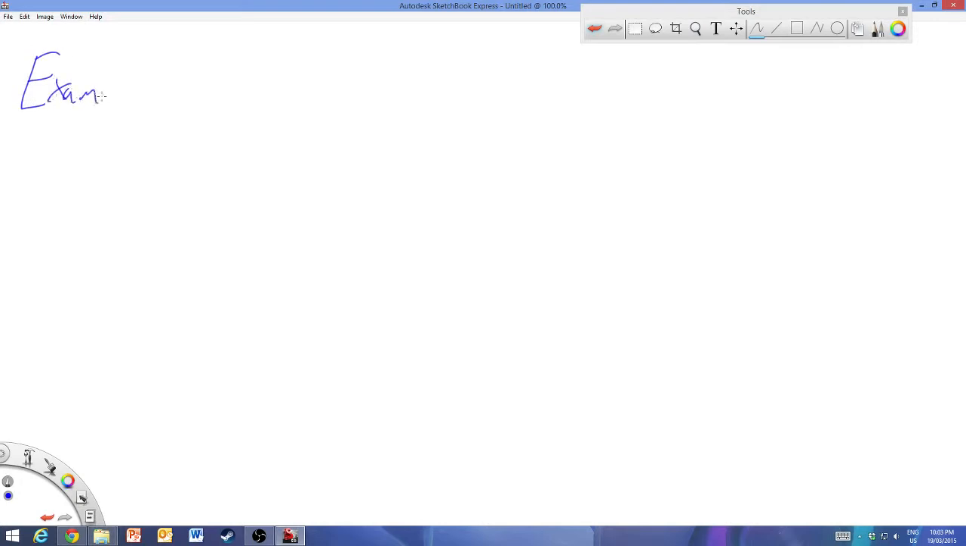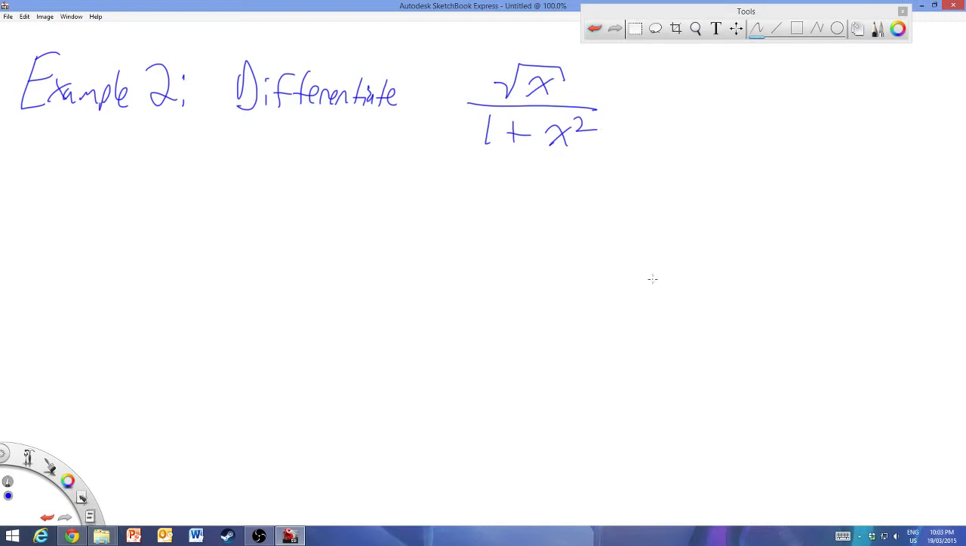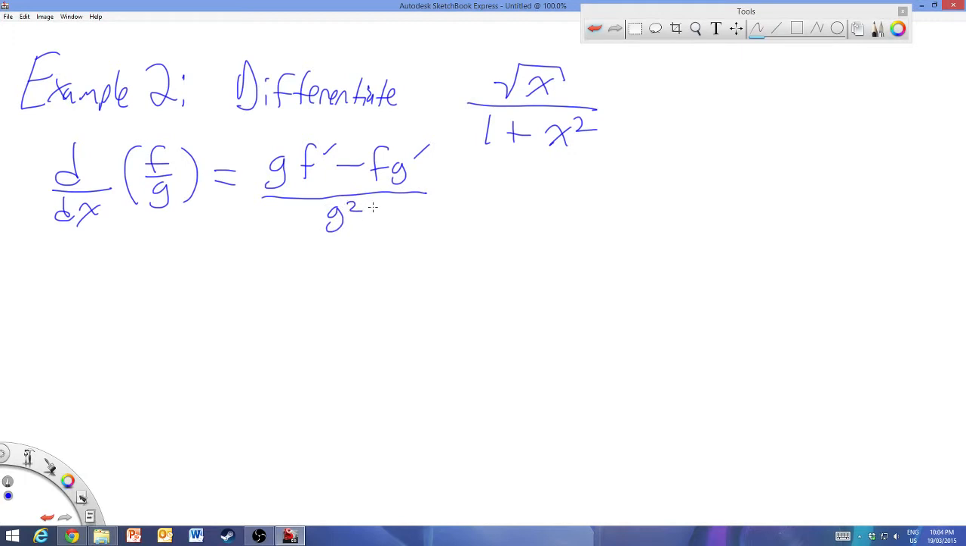So example 2. Differentiate the following function. Let's say I have square root of x divided by 1 plus x squared. I'll use that. Okay. So according to our rule, our quotient rule is as follows. g times f prime minus f times g prime, all divided by g squared. So first, g is the function on the bottom.